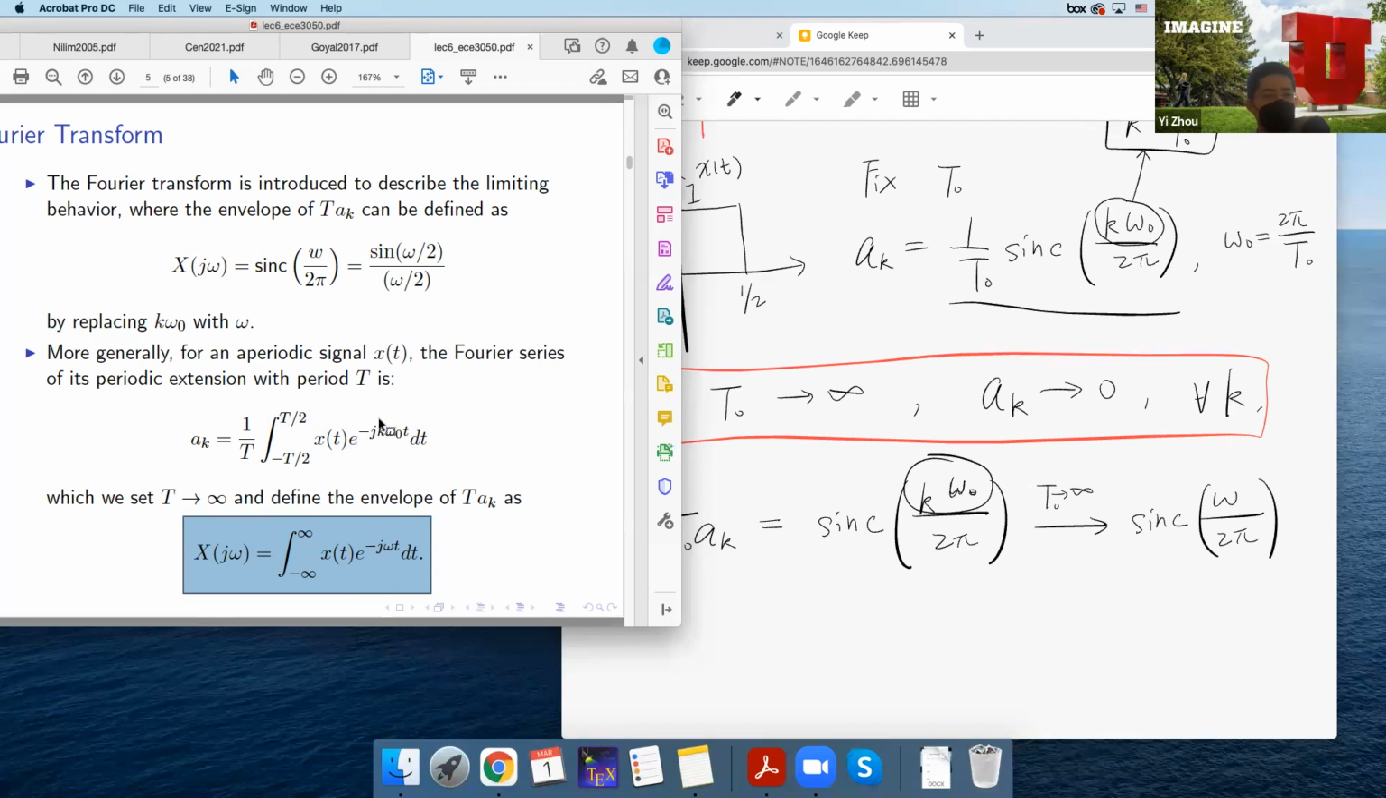And moreover, here this k omega naught. Previously, k times omega naught was like the discrete points that we sampled over the spectrum domain. However, once we let T go to infinity, this sampling becomes denser and denser. So in the end, we just need to look at this omega in the continuous spectrum domain. And then this defines the Fourier transform.